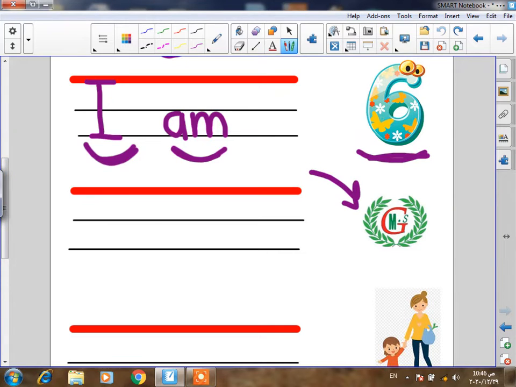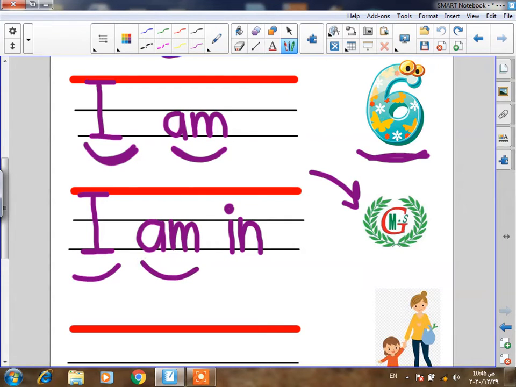Kg1, which school are you in? I am in معالي السلام school. Try again. Let's try. I am. How do we write in? I. Lying down and put a dot. N. Lying down, turn down. I am in معالي السلام school. Let's try to write معالي السلام school, kg1.